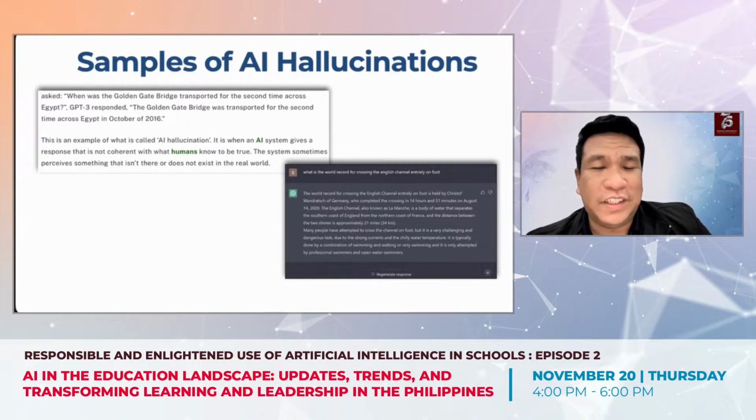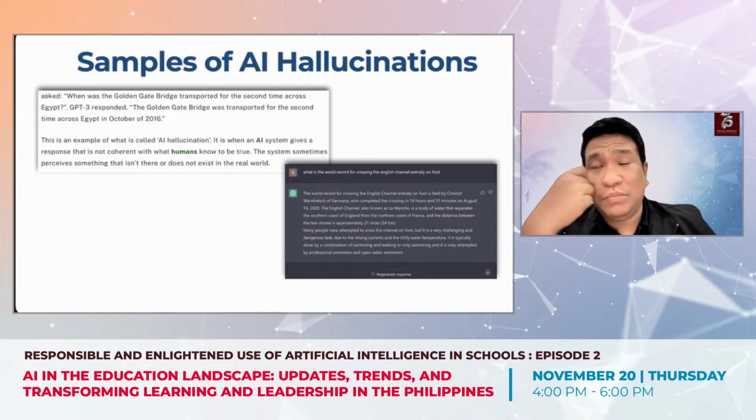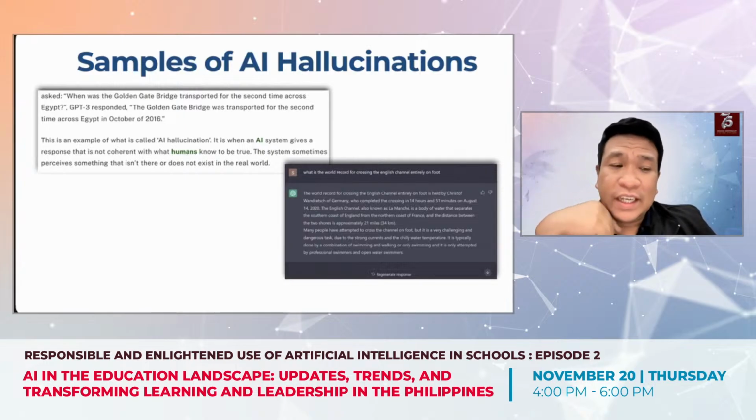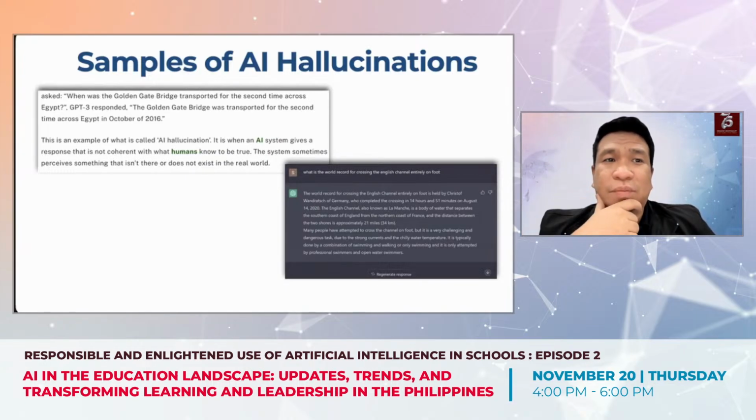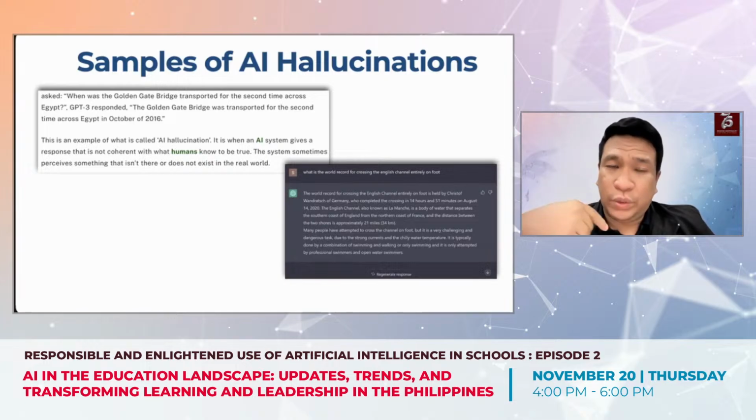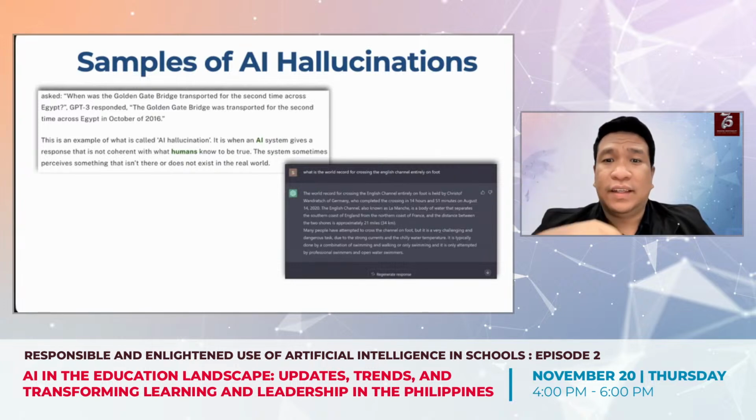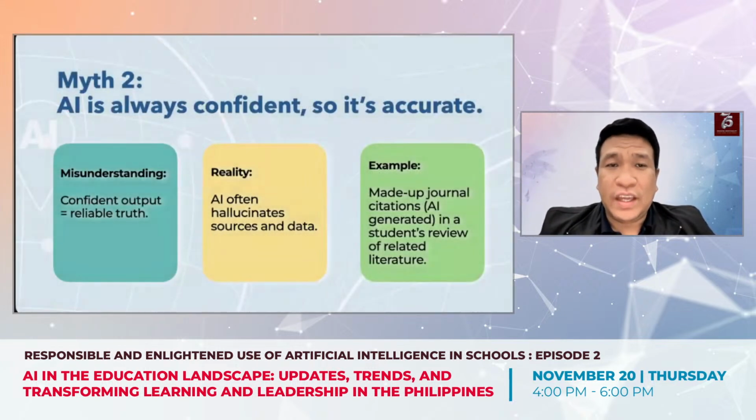So dahil sobrang confident yung pagtatanong, inassume ni ChatGPT that, yeah, nag-transport tayo ng second time ng Golden Gate Bridge. Saan? Sa Egypt. Kailan? Noong 2016. So nag-imbento siya ng isang pangyayari na hindi naman nangyari in reality. Kung hindi mo alam ang sagot dito, kung hindi mo alam ang Golden Gate Bridge, maniniwala ka. That's AI hallucination. Okay? It is when an AI system gives a response that is not coherent with what we know as humans to be true and what we see in reality.